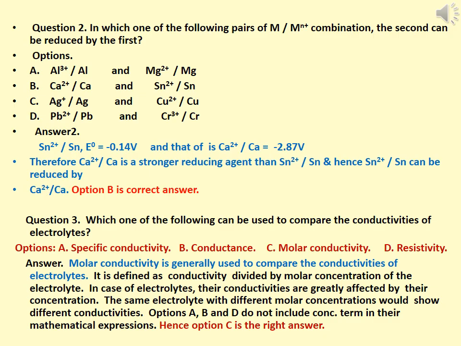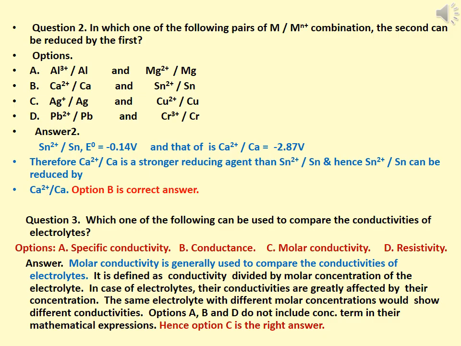It has a high negative value. Therefore, larger the negative value of the standard reduction electrode potential, stronger would be its reducing action. Therefore, Ca2+|Ca is a strong reducing agent which can readily reduce Sn2+ to Sn metal. Therefore, option B is the correct option.